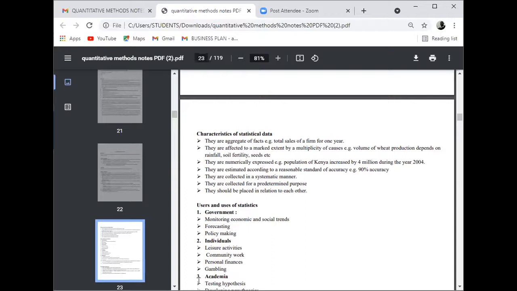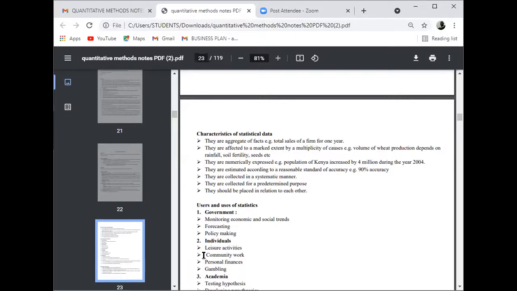If, for example, we are doing statistics on the level of education, the education level can be affected by many, many things. We have the cultural factors. We know some communities, they don't value education. We also know maybe things like the infrastructure. If a school has got good infrastructure, then it is subject to performing better than a school that does not have good infrastructure and such kind of things.